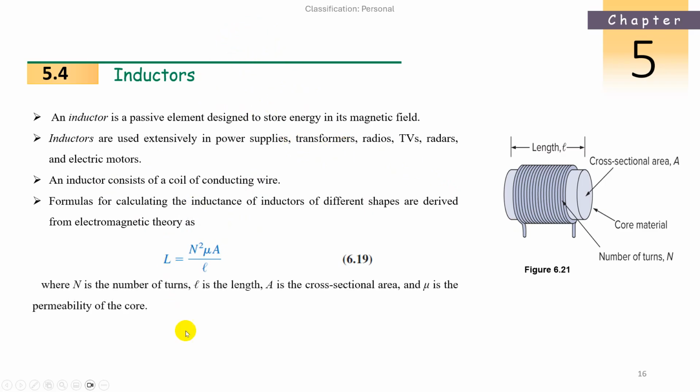Mu is called the permeability of the core, the material we are using. Sometimes we may use air, sometimes iron, sometimes many alloys mixed for good performance. So permeability is a material property. So we have to remember this equation.